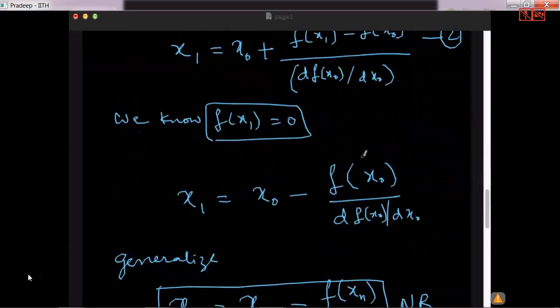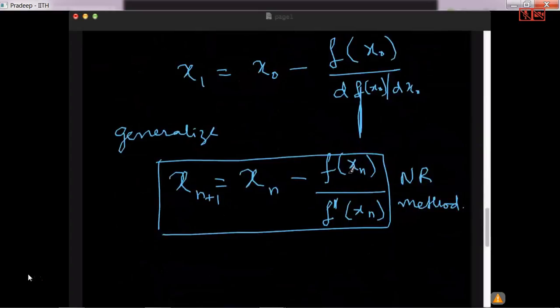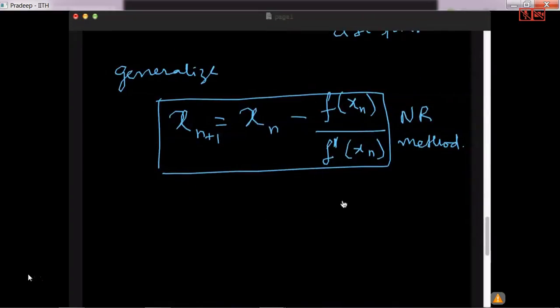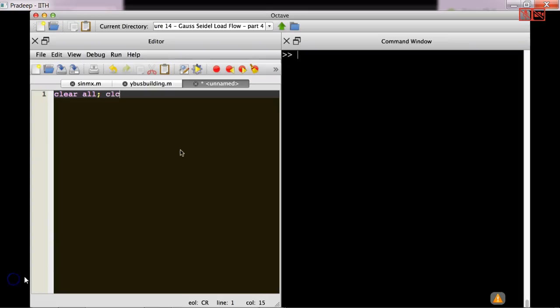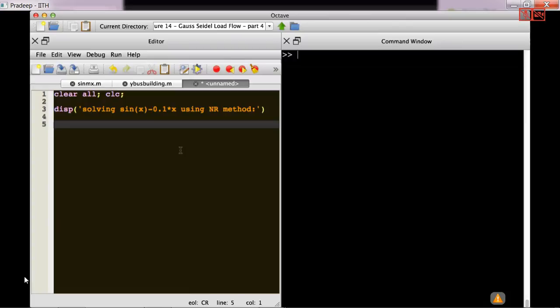So let's now implement this. How to implement this? So I come to my MATLAB program, and then I will implement. Let me display a message: Solving sin x minus 0.1 into x using NR method. So this is just to display a message.